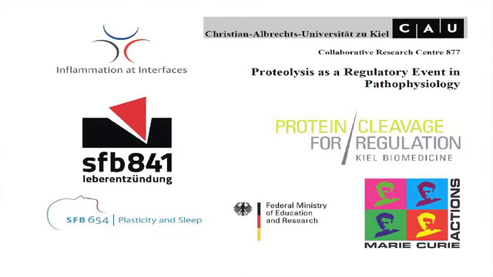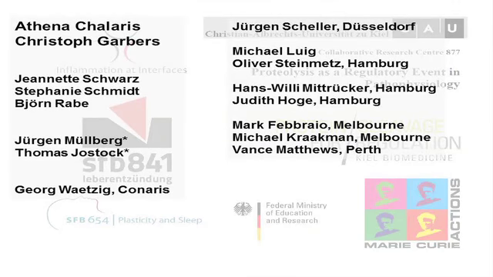All of this work has been funded, and it was very expensive, mostly by German or European agencies. These are the networks we are represented in. I also had a lot of help from my co-workers, and I just want to mention a few. Athena and Christoph made most of the work together with these two graduate students, Jeanette and Stephanie. Björn Rabe generated, a couple of years ago, these mice which are transgenic for the soluble GP130 protein. And Jürgen and Thomas, who have already left the lab, were very important in the generation of the first generation of the soluble GP130 protein.